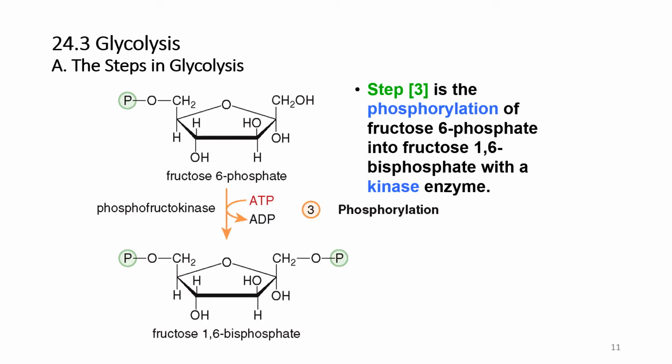Then we have another phosphorylation. So we have phosphofructokinase. We saw this reaction a minute ago, where we phosphorylate carbon 1 in the fructose 6-phosphate molecule. So the 1 and the 6 then again are identifying what carbons those phosphate groups are on.